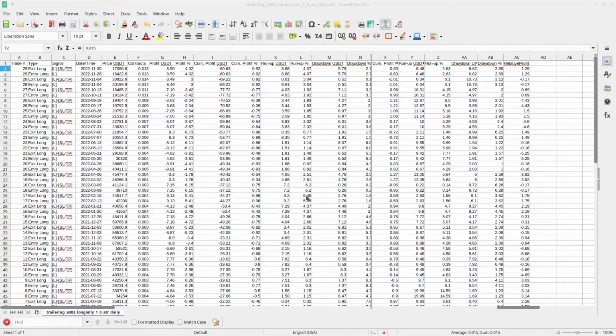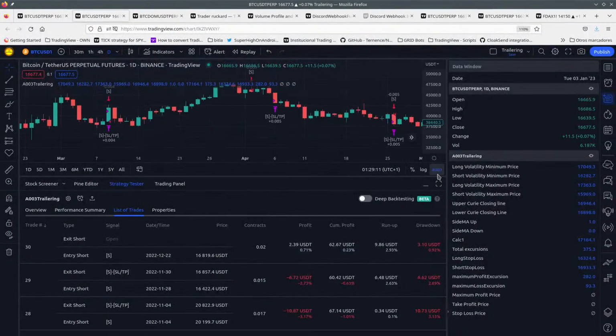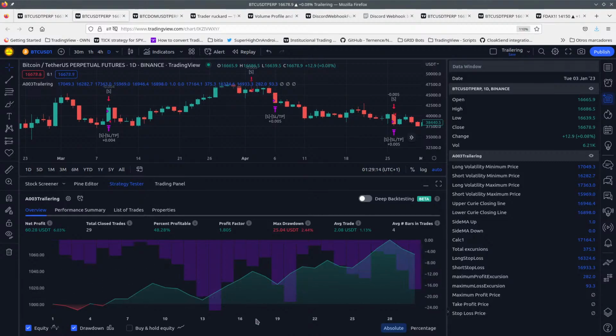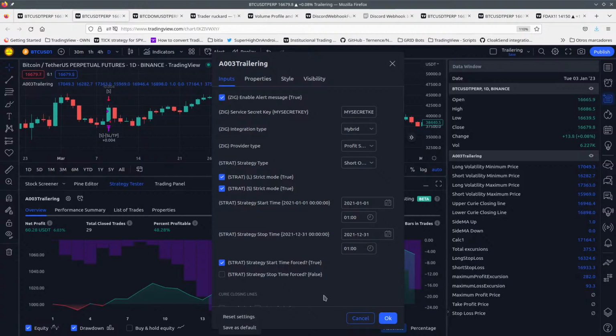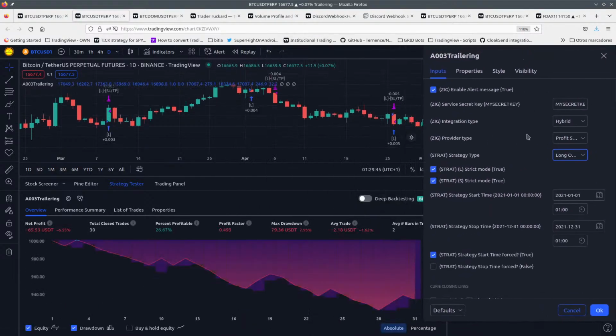What's interesting is how this works well with short only. That's quite interesting, because look at that, net profit is 6% with only 30 trades, and the reason is that we are in a trend. So long only is not so good.